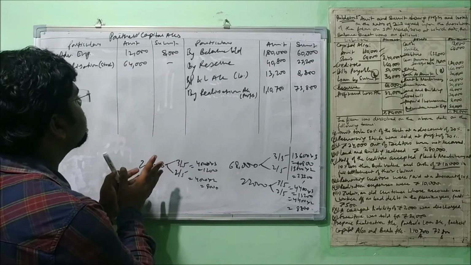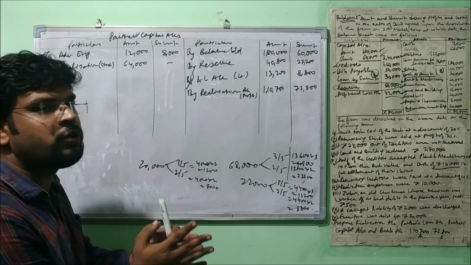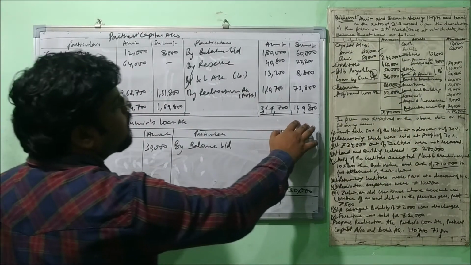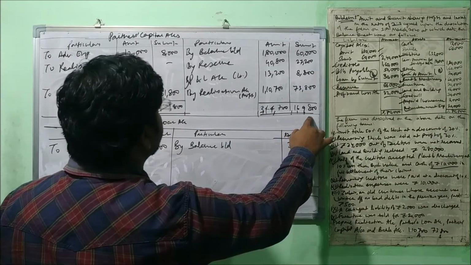Let's make the total of this and balance it. Thereafter we will prepare the bank account. So friends, have a look here. We made the total of this side, Sumit 1,69,800. We put it here.